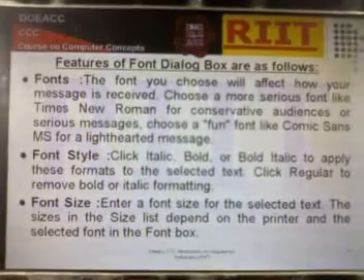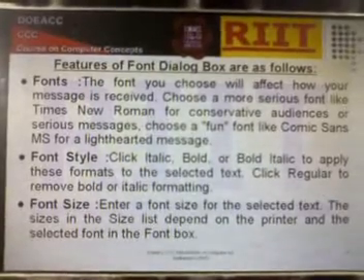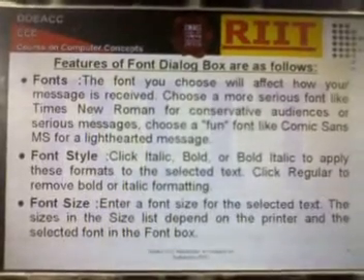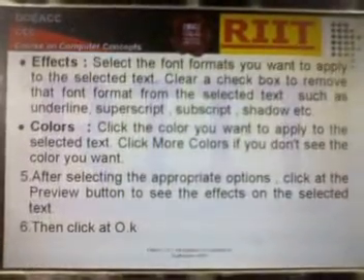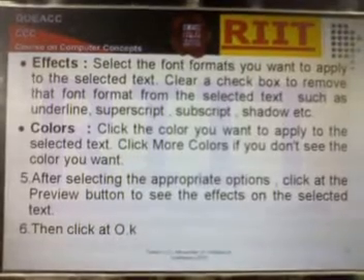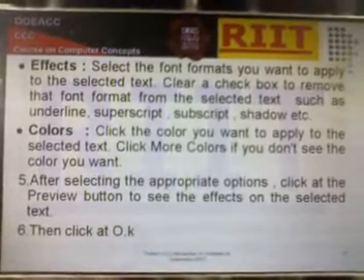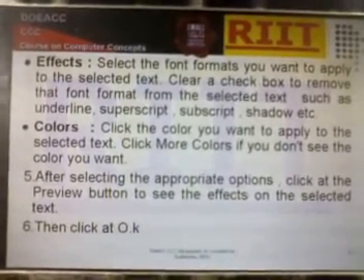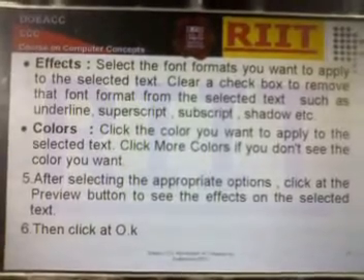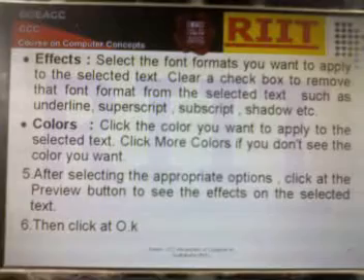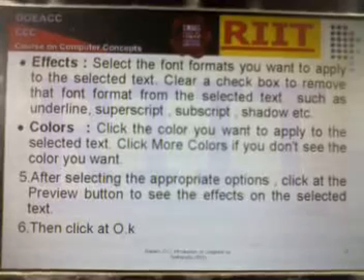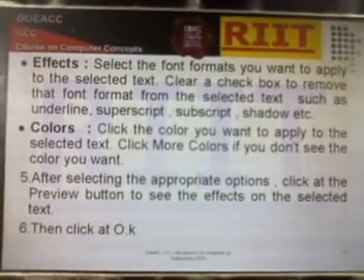Font size: select a font size for the selected text; the sizes in the size list depend on the printer and the selected font in the font box. Effect: select the font format you want to apply to the selected text. Clear a checkbox to remove that font format from the selected text, such as underline, superscript, subscript, shadow, etc. Color: click the color you want to apply to the selected text. Click more colors if you do not see the color you want.